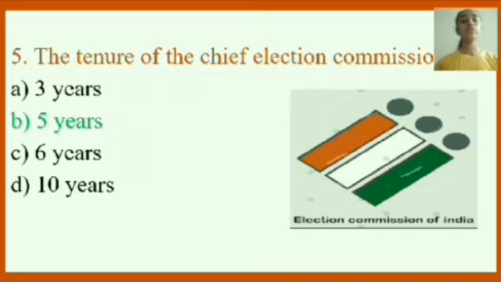The tenure of the Chief Election Commissioner is: option A, 3 years. Option B, 5 years. Option C, 6 years. Option D, 10 years. And the correct option is option B, 5 years. The tenure of the Chief Election Commissioner is 5 years.